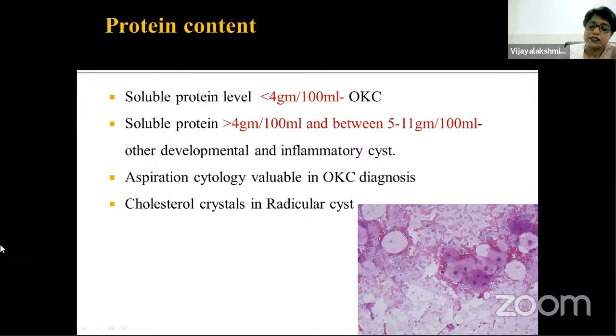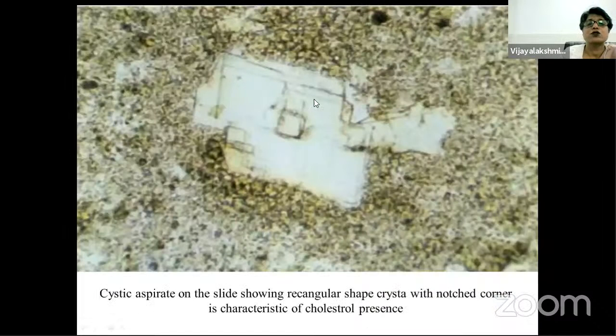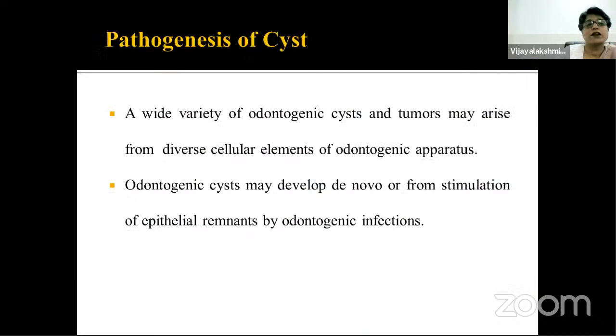In case of radicular cyst, we generally see the presence of cholesterol crystals. When we put a drop of the aspirate on the slide and visualize under the microscope directly, we can usually see a rectangular shaped crystal with notched corner, which is characteristic of the presence of cholesterol. And this indicates that either we are dealing with an inflammatory cyst or a cyst which is infected.